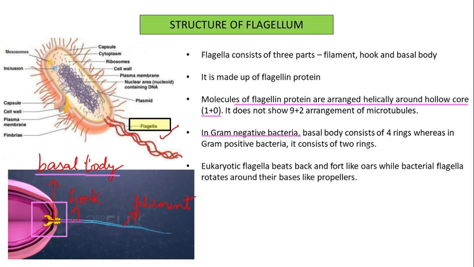So in the basal body of gram-negative bacteria, there are 4 rings. But in gram-positive, there are 2 rings. Another feature is that in Monera kingdom, flagella is different in movement. It rotates around the base like a propeller, which is not so in the case of higher groups. In higher groups, it beats back and forth. But here it is just rotating around the base like a propeller.